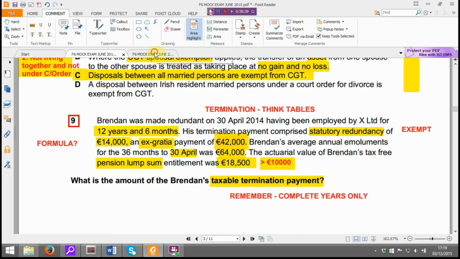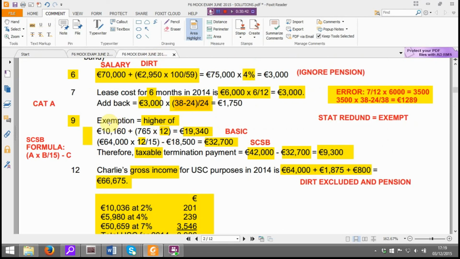Okay, so back to the question here. In effect, we're saying there's going to be three exemptions. What's the highest? Now, the first one here, this 10160, that's in the tables, and it's simply 10160 plus 765 times the number of complete years, not part years. We're not putting 12.5 into there, and I would expect them to play that trick every single time this question comes up, whether it's MCQ or otherwise. Okay, it's only complete years. So that gives us the basic exemption at 19,340.